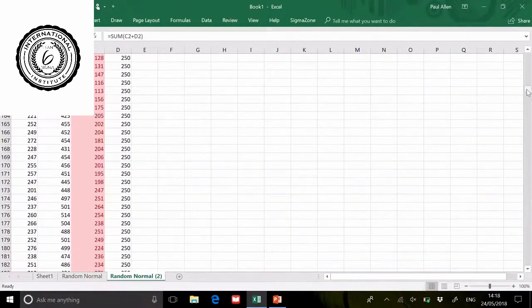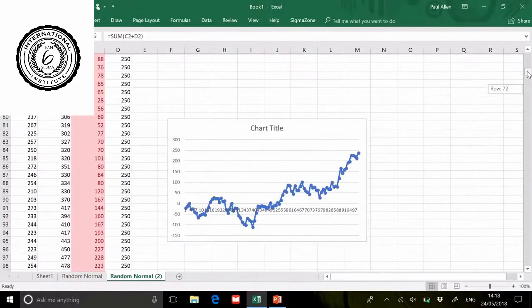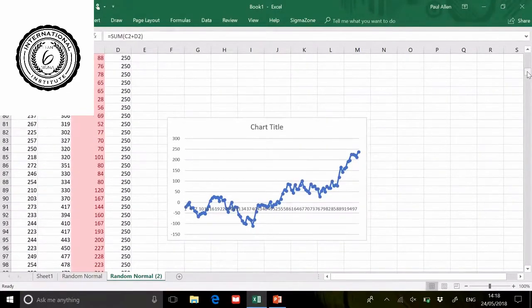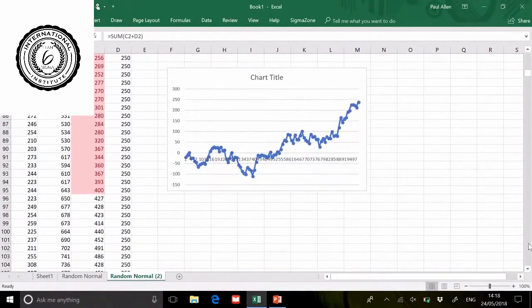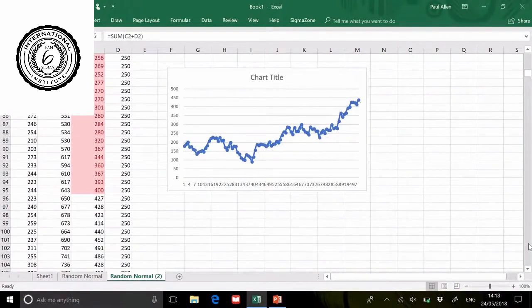Where's my graph disappeared to? There it is. Now you can see we're stocking out. We're stocking out at 200. So that's too low. I'm stocking out by about 109. So I'll probably need about 400. If I take 400, there's the graph. You can see that it maintains 400 in stock. What more do you want?